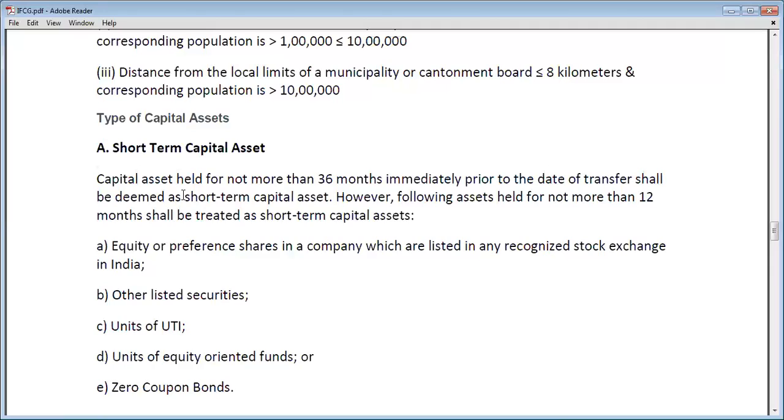तो कुछ ऐसी assets हैं जिनको अगर आपने 12 मंथ तक के लिए भी रखा है तो that assets will be considered as short term capital assets. और जैसे 12 मंथ से ज्यादा के लिए अगर रखा है, that means you held that asset for 13 months, then that asset will be considered as long term capital.